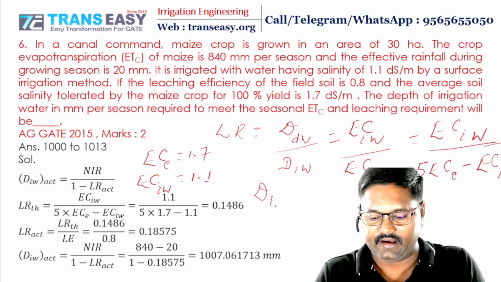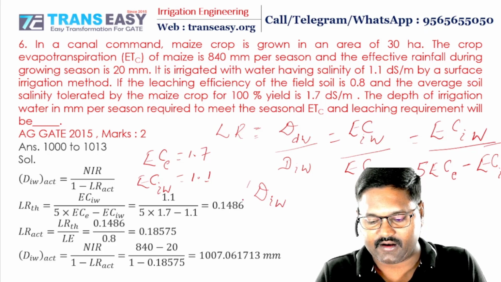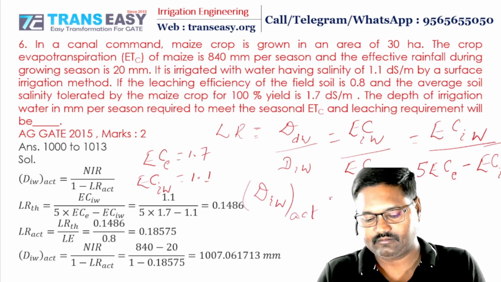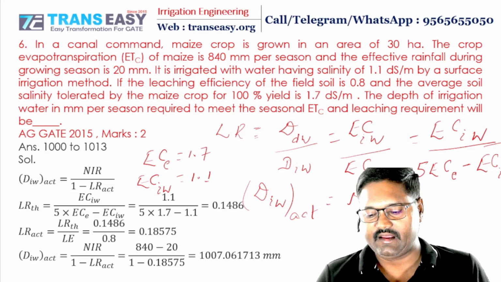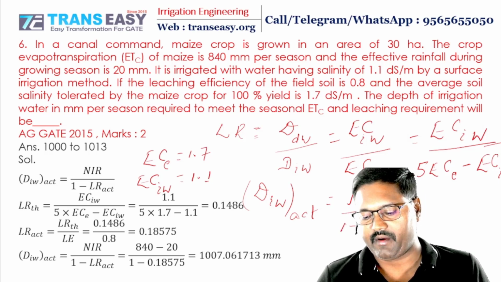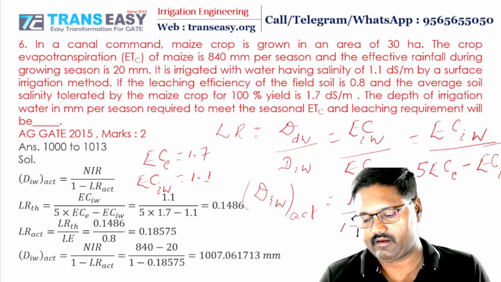So we have to calculate depth of irrigation water actual. We know it is net irrigation requirement upon 1 minus leaching requirement actual, right?